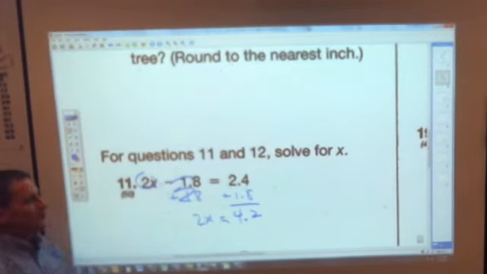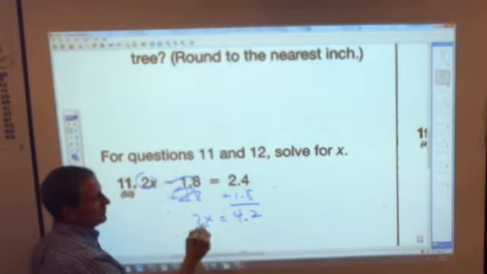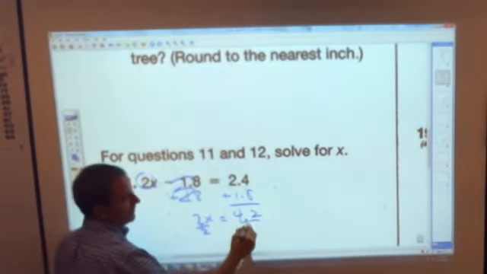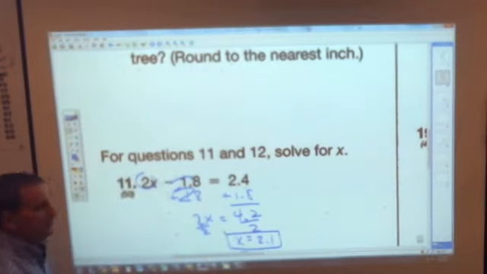How do I get rid of a 2 times x? I do the opposite of times, which is divide by 2. Half of 4.2 is 2.1.